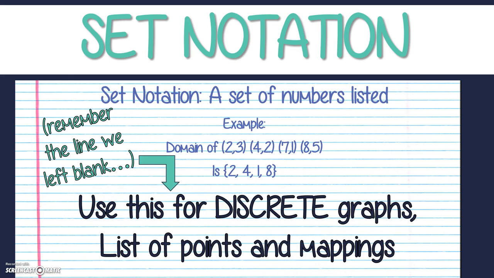All right, so where you left a few spaces below where we were talking about set notation, I want you to add this. We use set notation for discrete graphs, so the graphs that are broken up, a list of points, just like the list of points that I gave you at the beginning, or a mapping. A mapping looks a little bit different, but it's basically a list of points. We've done a couple of them in class.